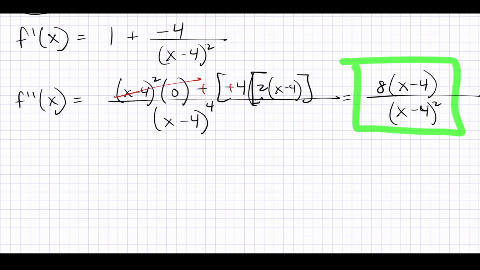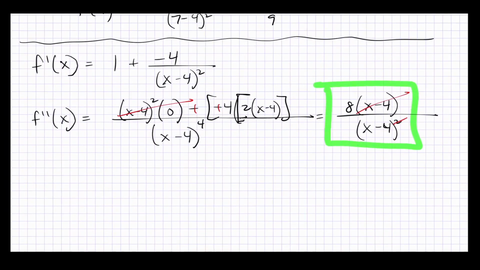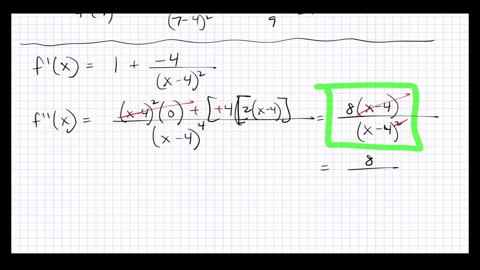That's the second derivative. And I can actually factor it even more because they both have x minus 4s. So I can factor this guy with actually this guy. So the second derivative is actually 8 over x minus 4. Where did the x minus 4 squared come from? Oh, sorry, supposed to be to the fourth, right? Yes. So this is to the fourth, so this would be to the third. There you go. Thank you.